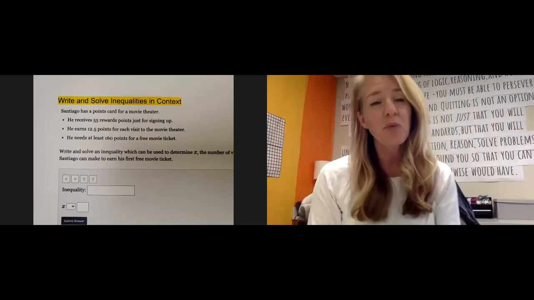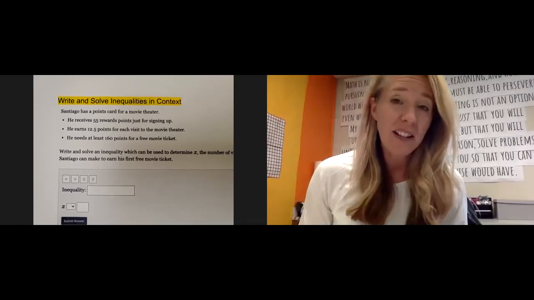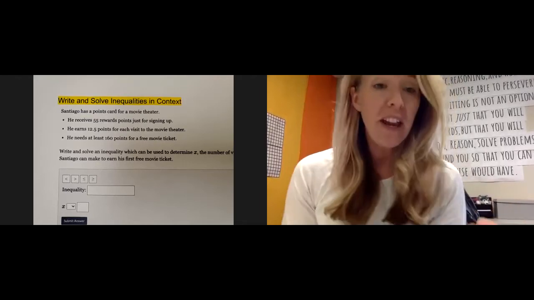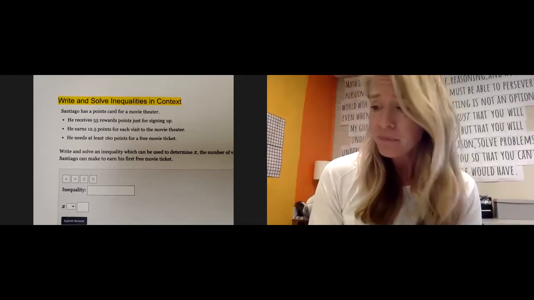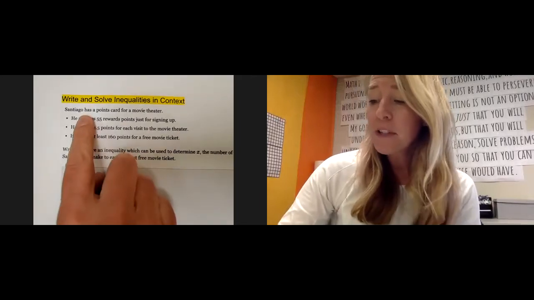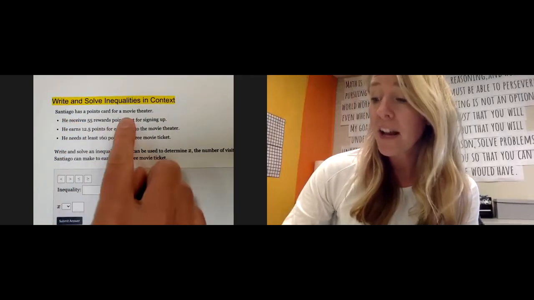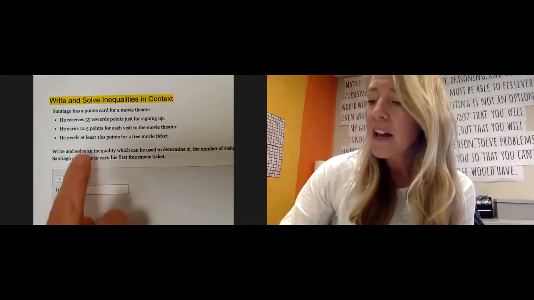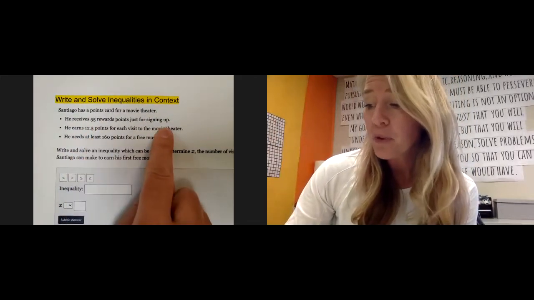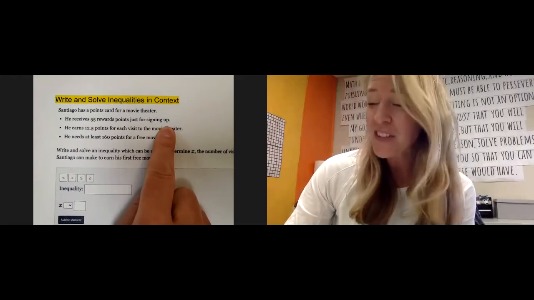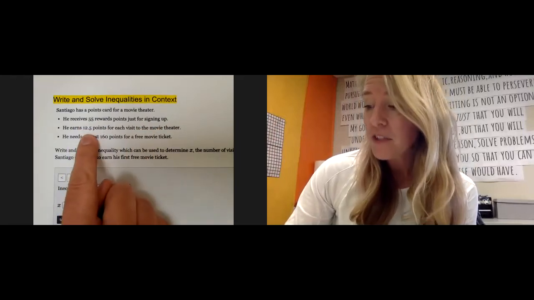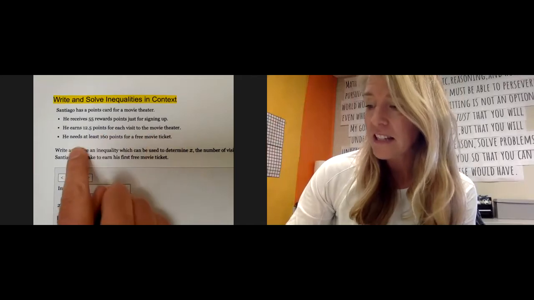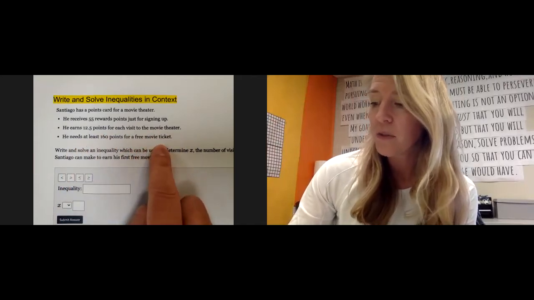This style of math is writing and solving inequalities in context, which just means it's real life stuff and we need to think about what is happening. So this particular question says Santiago has a points card for a movie theater. A lot of times you'll go places with a card or whatever. He receives 55 reward points just for signing up, 12.5 points for each visit, and he needs at least 160 points for a free movie ticket.